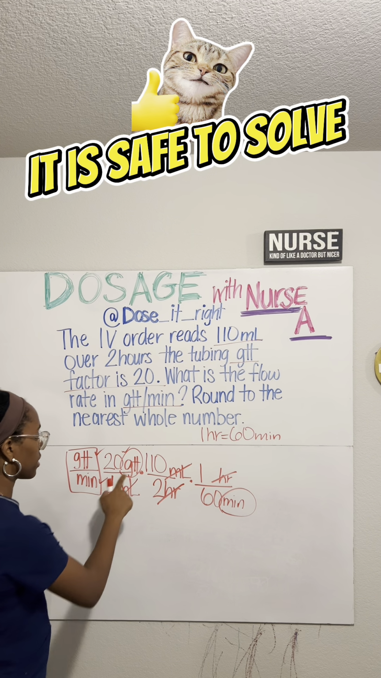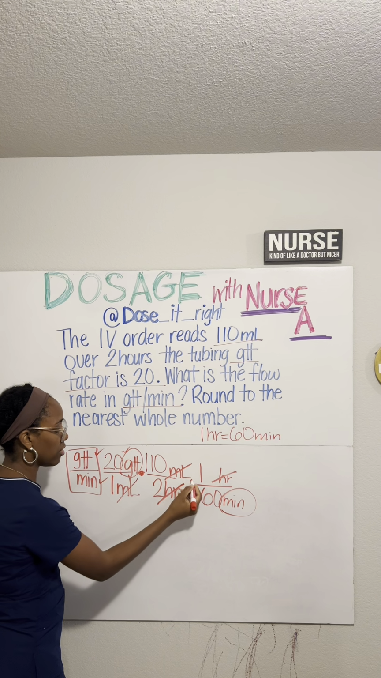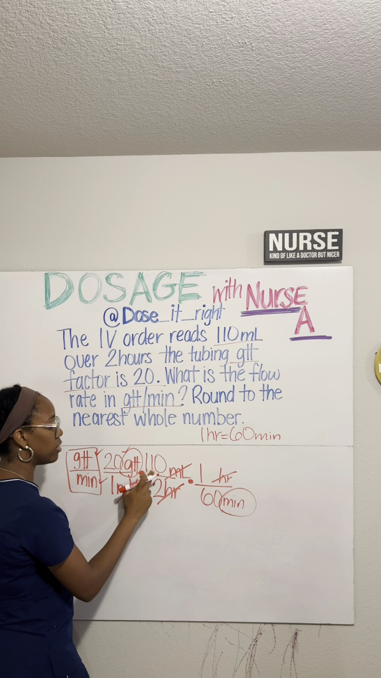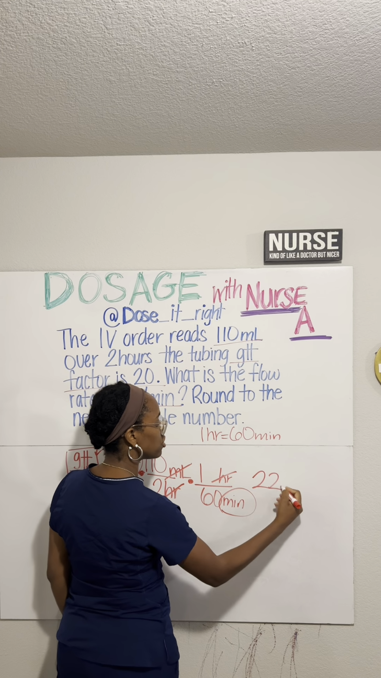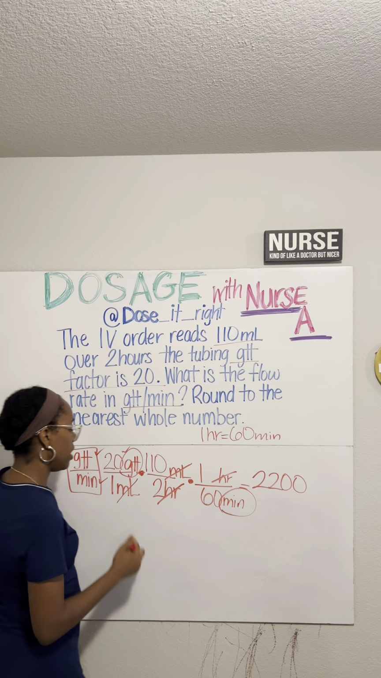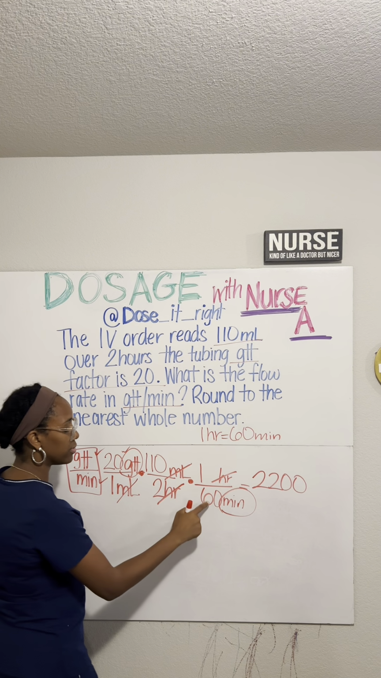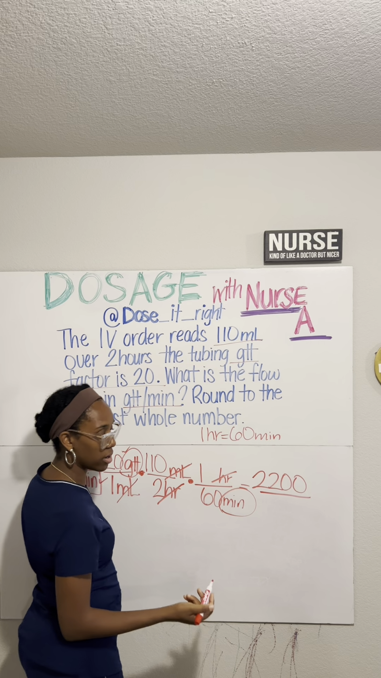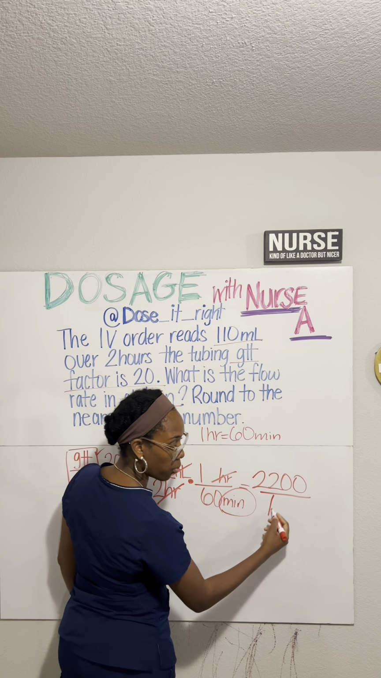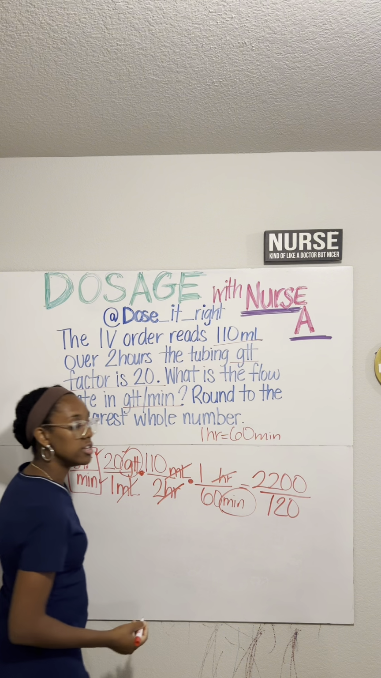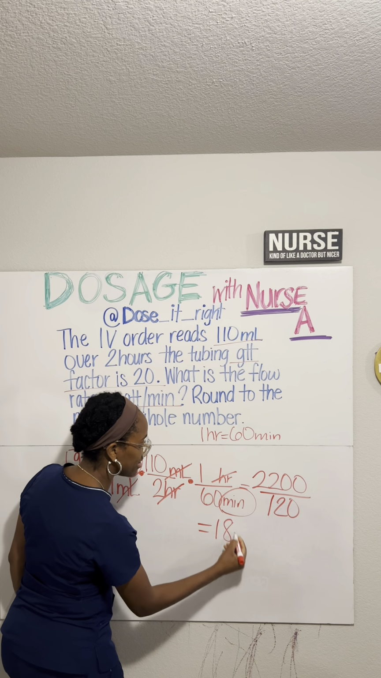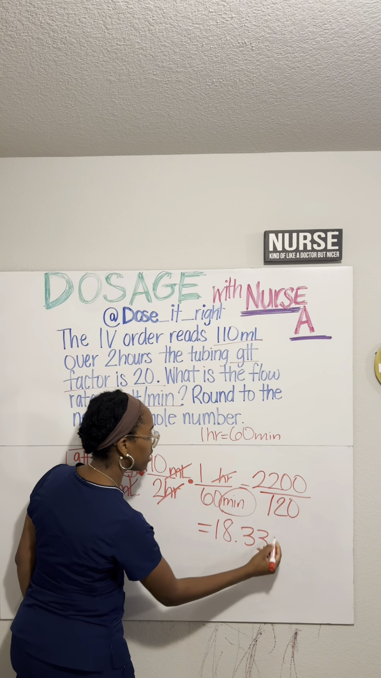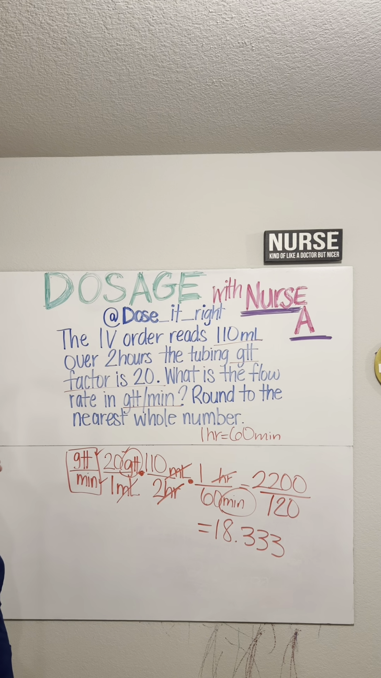So 20, and this right here is a multiplication sign, all right, these dots right here. So 20 times 110 times 1 equals a total of 2,200, all right? And then 1 times 2 times 60 equals a total of 120, all right? So 2,200 divided by 120 equals a total of 18.333.